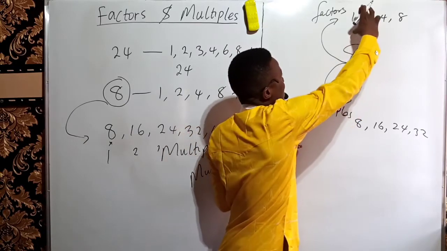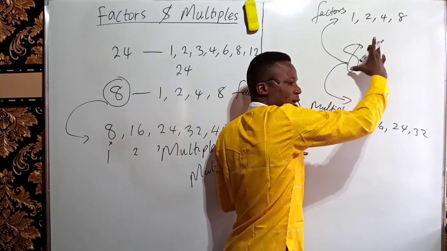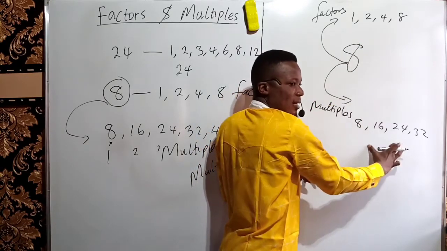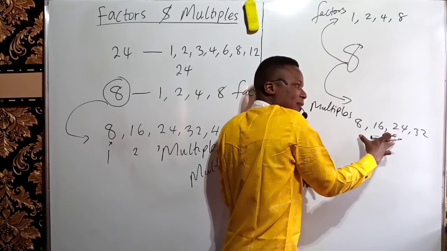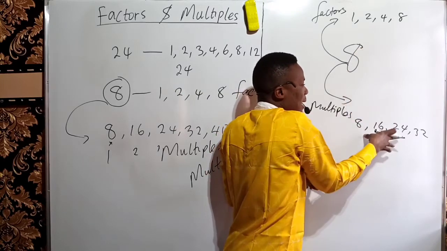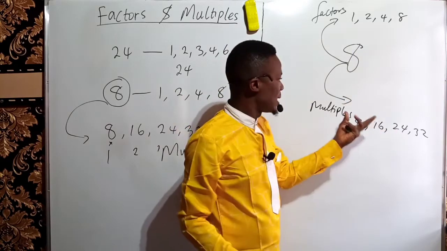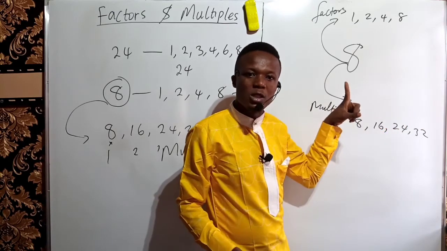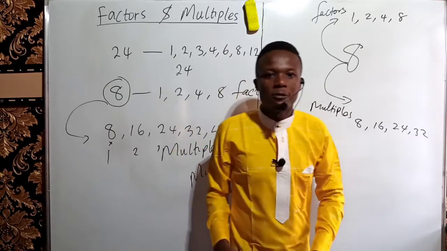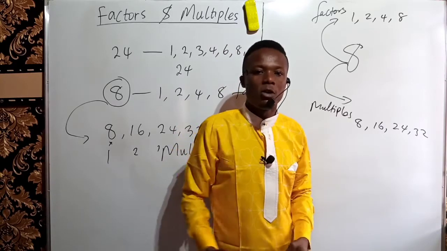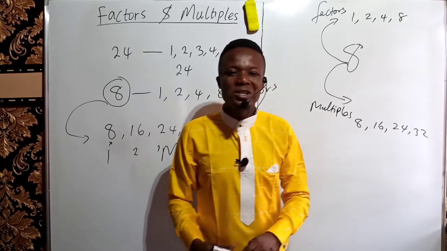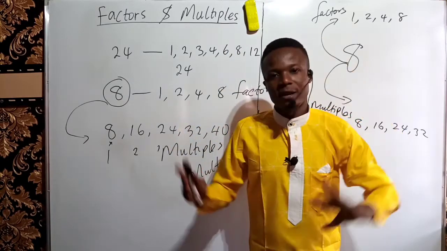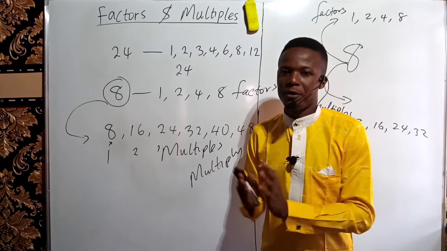So you see that factors are smaller than multiples. Those numbers that can divide 8 without remainder are the factors, while those numbers that 8 can divide without a remainder are the multiples. So multiples are counting in 8s. When I'm talking about multiples of 4, it means I'm counting in 4s, and so on and so forth.